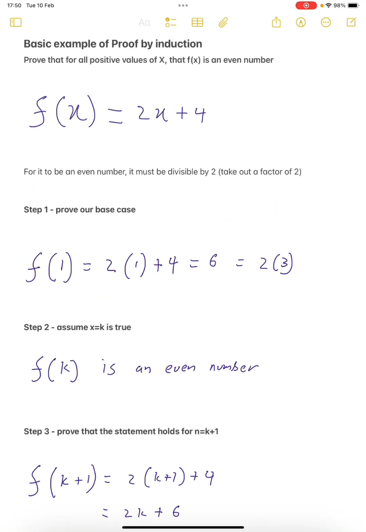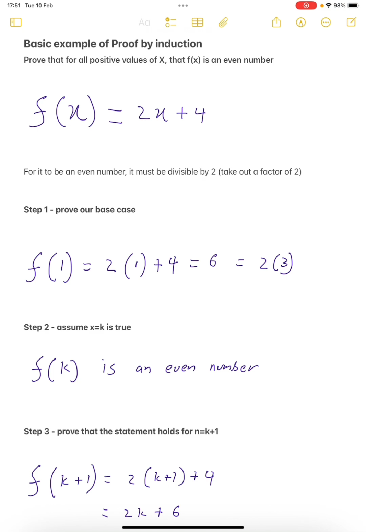Okay, now that we've got that, let's go through a basic example of proof by induction. This example is asking us to prove that for all positive values of x, f(x) is an even number. Now, I know we can just do this in a blink of an eye. We can just take out a 2, and that's proof. But let's prove it via induction first. Firstly, for it to be an even number, it must be divisible by 2.